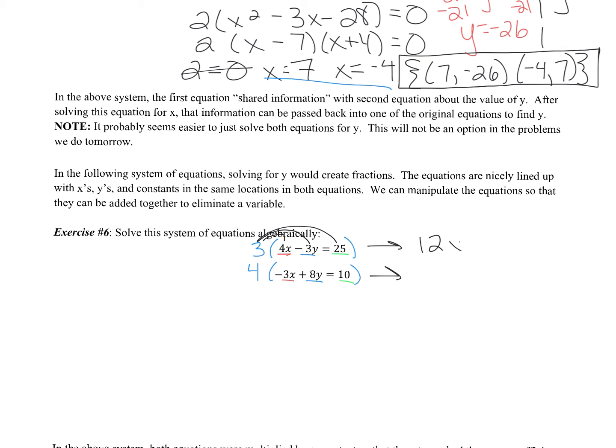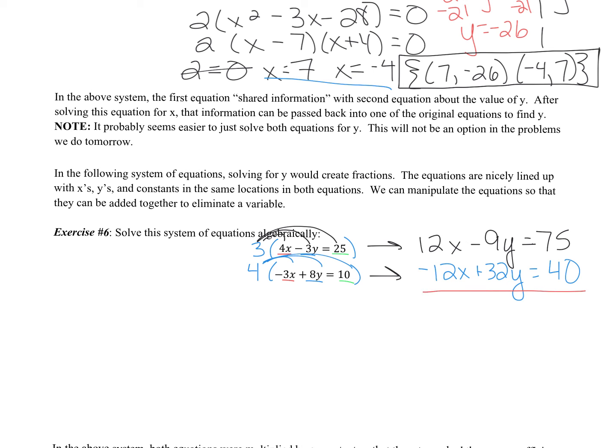So that's 12x minus 9y equals 75 when I distribute that 3. So both sides of the equation grew by multiplying by 3. We can see both sides got bigger. So we haven't changed the equation. We've just made all the numbers bigger while keeping that equality. In the second equation, same deal. So that's negative 12x plus 32y equals 40.